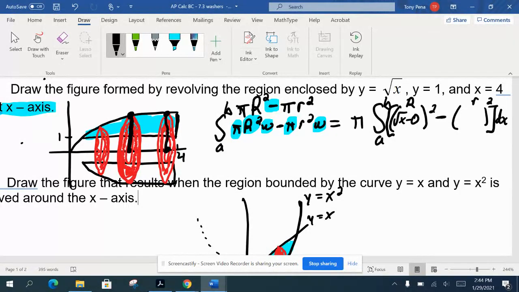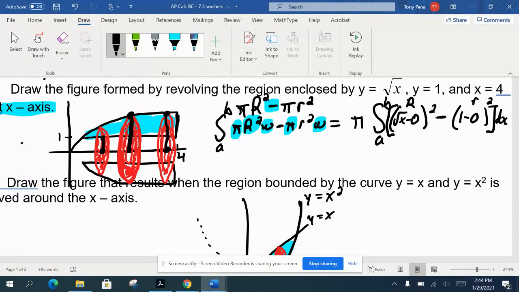Our little radius, I'll use this little circle. Hopefully you can see this. That little circle's radius would have gone from right here to here. So the little radius would be bordered on top by the line y equals 1, also bordered on the bottom by 0. So our little radius would be 1 minus a 0.